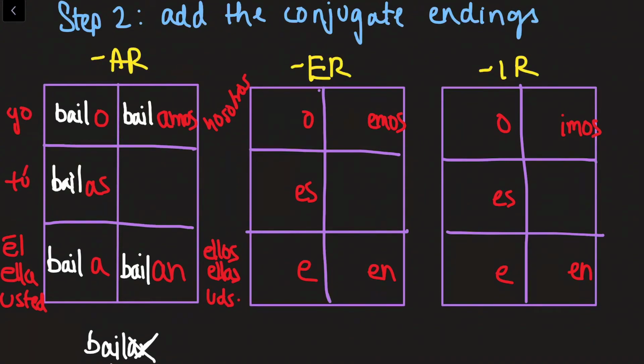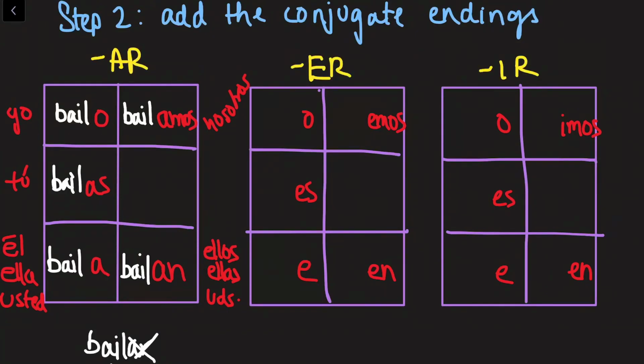If I wanted to say, you dance, I would say, tú bailas. If I wanted to say, he dances, or she dances, or you dance in a formal way, I would say, él, ella, or usted baila. If I wanted to say, we dance, I would say, nosotros bailamos. And if I wanted to say, they dance, or y'all dance, I would say, ellos, or ustedes bailan.